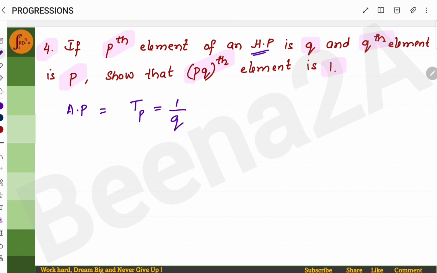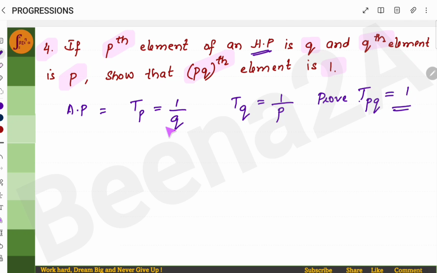It is Q in HP. So in AP, it would be reciprocal, 1 by Q. So TP is equal to 1 by Q. And what is qth element? Qth element means qth term, that is TQ. TQ is P. But in AP, it will be reciprocal, 1 by P. And we'll have to prove that the PQth element, that means TPQ, the PQth term, is equal to 1. This is what we'll have to prove.